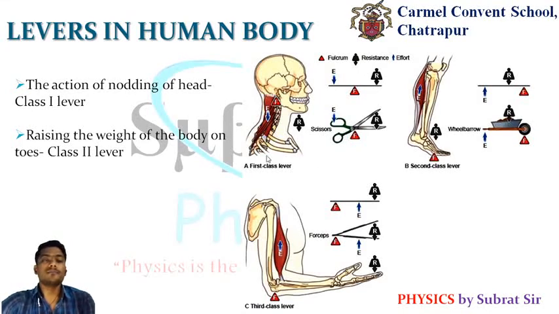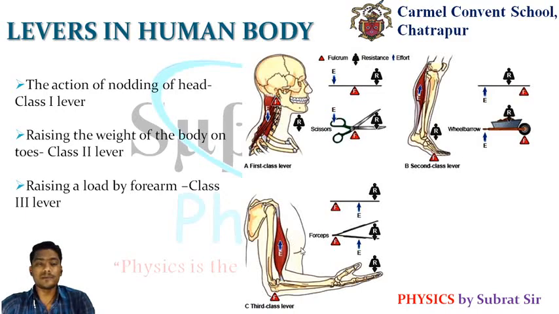Now look at this picture: raising the weight of the body on the toes. This acts as a class 2 lever. How? The toe acts as the fulcrum, and the body weight acts as the load, which acts downward, but the effort we are giving is upward. That's why the load will be in between effort and fulcrum. That's why it is a class 2 lever.